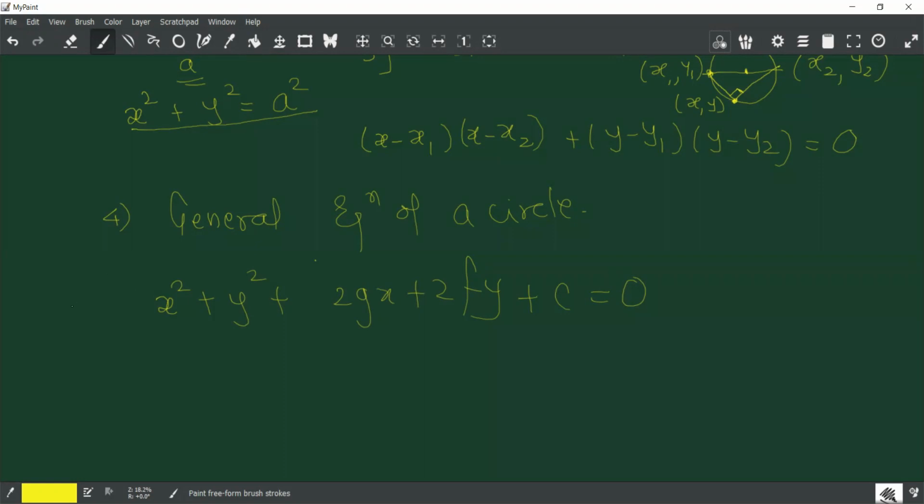Yes, yes, I will repeat the problem. Which proof do you want? The previous one, the diameter form you want? See, let me complete this, then I'll come back.